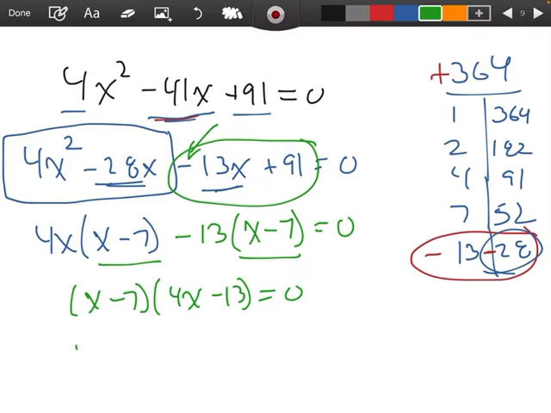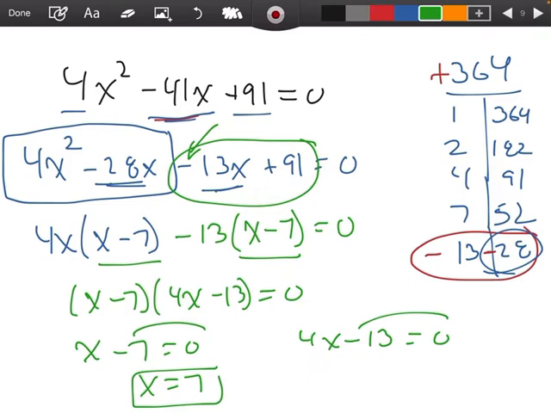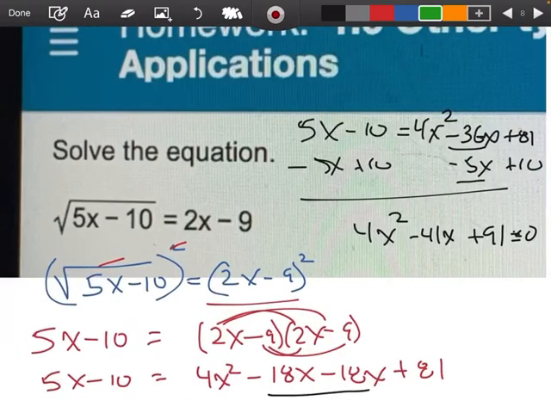So now, when we set each part equal to 0, when I move that 7 over, that leaves me with a positive 7. When I move that 13 over, I get a 4x equals 13. Then I've got to divide them both by 4. So I'm ending up with 13 over 4. Okay, so now I have two answers. What I need to do is check those answers.